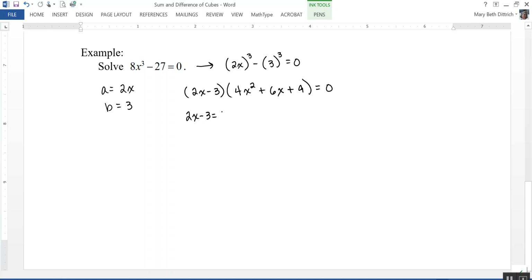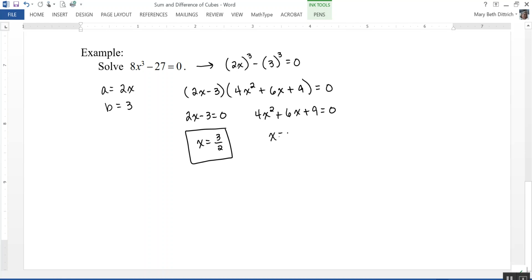So I have two factors. 2x minus 3 equals 0, and 4x squared plus 6x plus 9 equals 0. Solving this one, x is equal to 3 halves. There's one of my solutions. And remember that I said even though this might look like a perfect square trinomial, it is not factorable. So the only way to solve this equation is to use the quadratic formula.